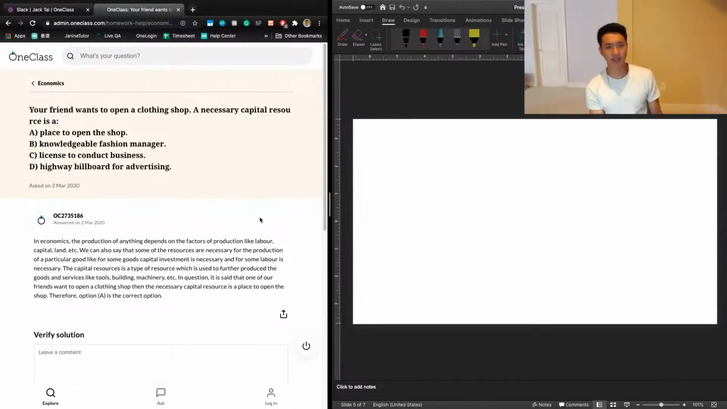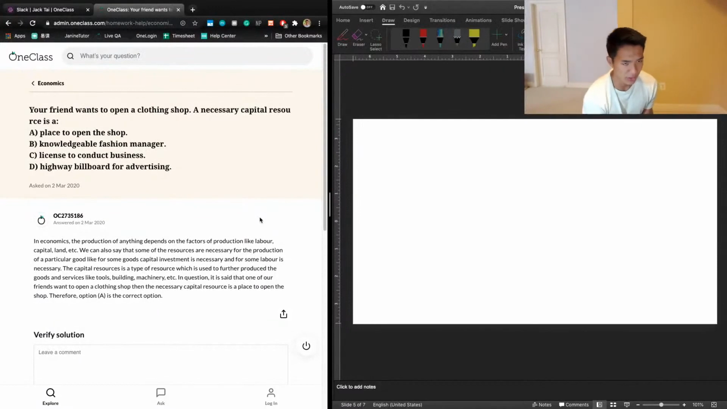So there's two things that we want to consider here. One is necessary, and two is capital resource. Necessary means it's essential, right? You have to have this in order to open this clothing shop. And capital resource refers to the type of resource we're dealing with. Capital is physical space, some sort of good that is used to further produce additional goods or services. And so that's what we're dealing with. We're not necessarily dealing with human capital. We're not dealing with legal resources and stuff like that, right?